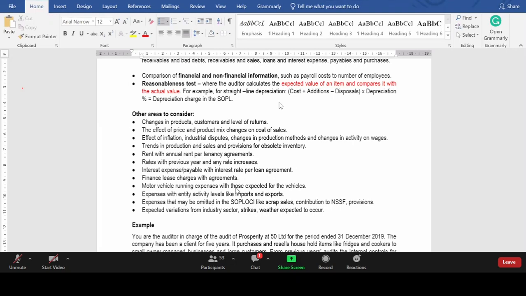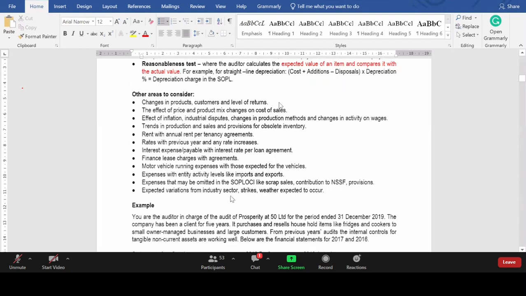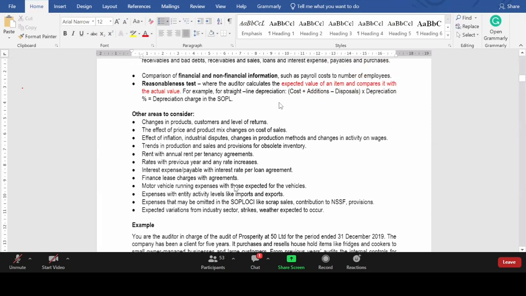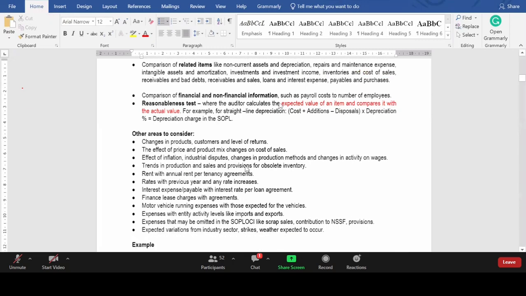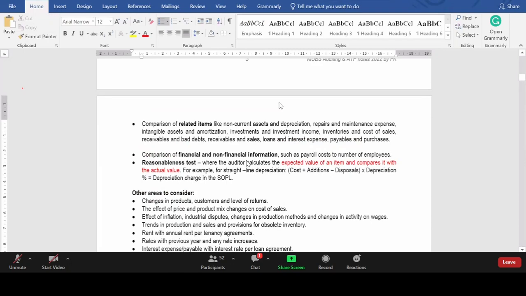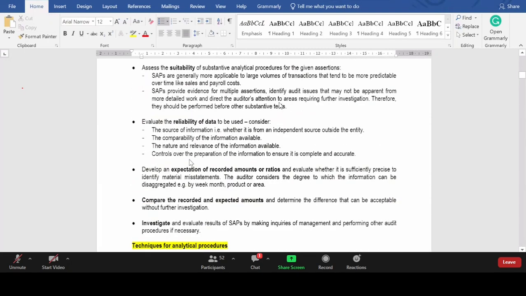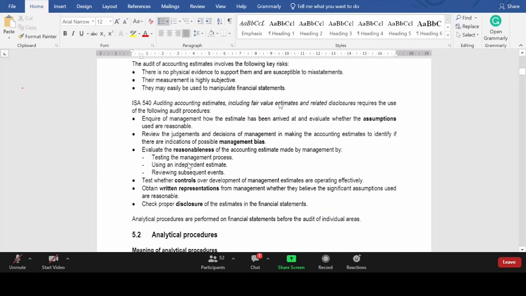And then motor vehicle running costs, if they're increasing, there's a problem. So all these you need to compare and see whether they are increasing or decreasing. For revenue accounts, if they're increasing, it's okay. For expense accounts, if they're increasing, there's a problem, and vice versa. So those are what we call analytical procedures, which is one of the key substantive tests.